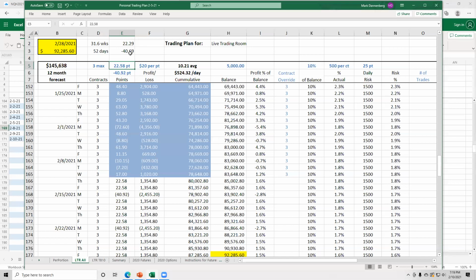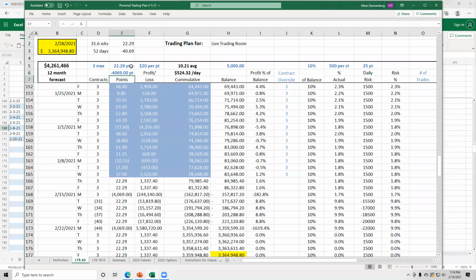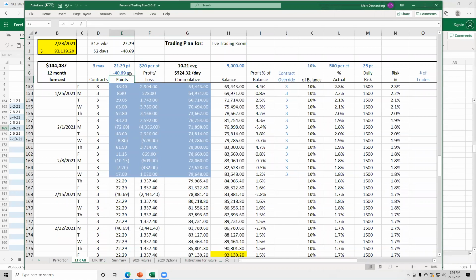These are my historical run rates. So 22.29 is my positive run rate, and minus 40.69 is my negative run rate. Oops. Well, that's really not the right number. 40.69. Sorry, this is all human error. 40.69. There we go. Minus 40.69.